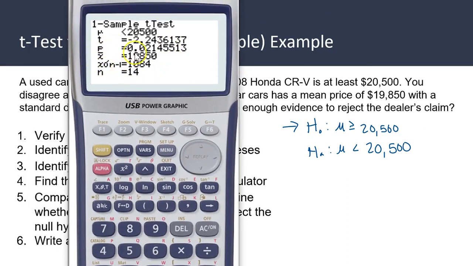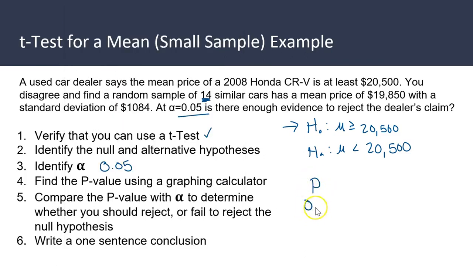The one we're really concerned with is the p-value. So our p-value is 0.021. And again, we compare that with our alpha, which is 0.05. 0.02 is less than 0.05, so we would reject the null hypothesis. In this case, our claim is in the null hypothesis, so we are rejecting the claim that the mean is greater than 20,500.